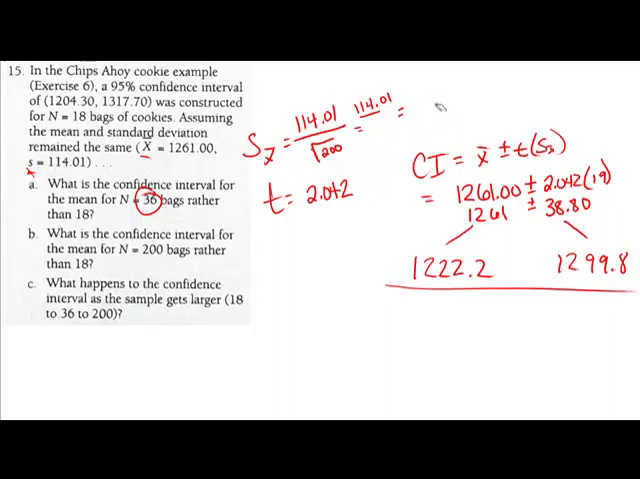So if we take that out, let's find out what the square root of 200 is. It is 14.142. So 114.01 divided by 14.14 is 8.062. So we cut the standard error from 19 down to 8.